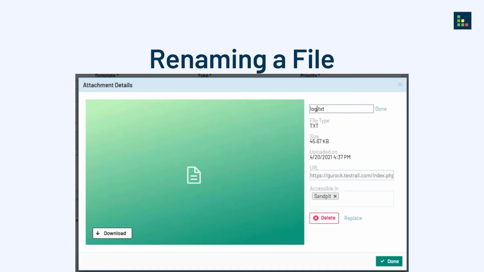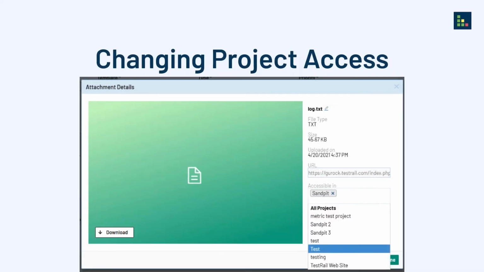If you'd like to rename a file, you just click on the edit icon next to the name of the file, change the name, and press done. So it's a very straightforward interface for just changing your file name.